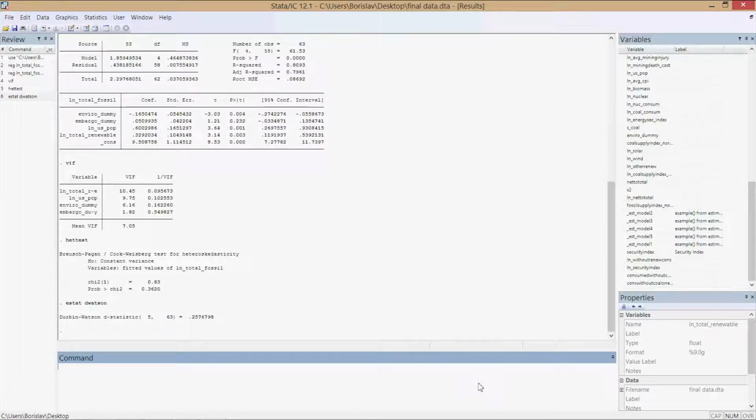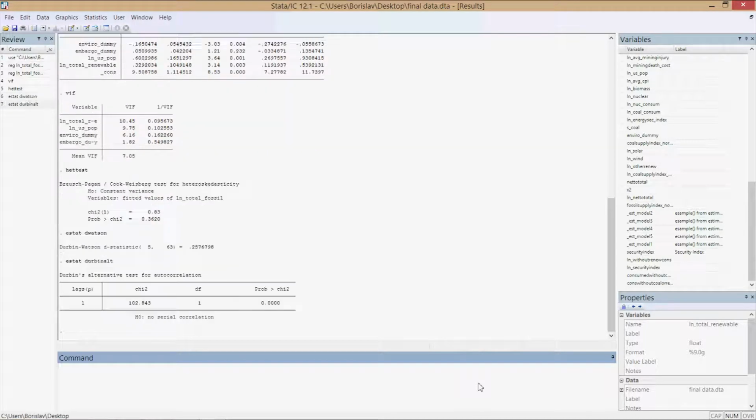Let's do a quick estat durbinalt, I believe it is. Yeah, the alternate Durbin-Watson. Yep, there it is. Durbin's alternate test for autocorrelation. Statistically significant at the 0.01 level, very high. And we reject our null hypothesis here, so we do have serial correlation. And the way we can fix this is with a Newey-West regression.